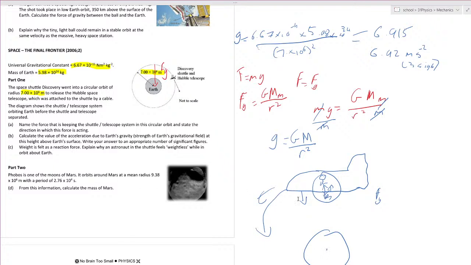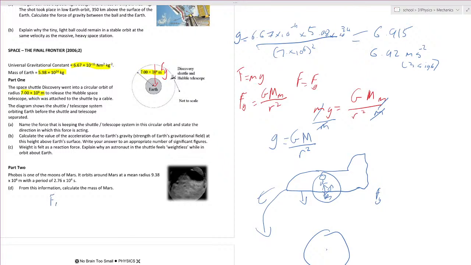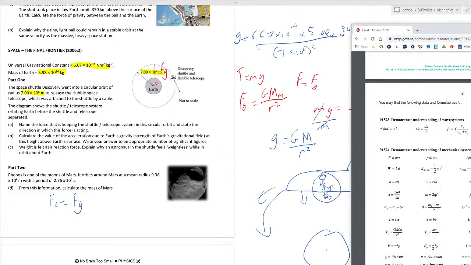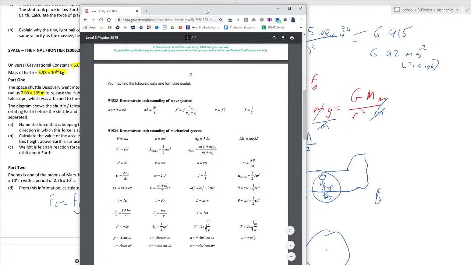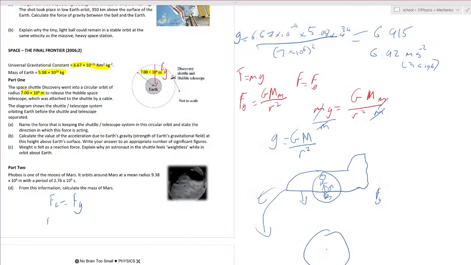This is a really common one, actually. The trick to this question is that FC is going to be equal to FG for orbiting objects. My formula for FC is mv squared over r, and our formula for FG is GMm over r squared. So what I can say is mv squared divided by r is equal to big G, big M, small m over r squared.